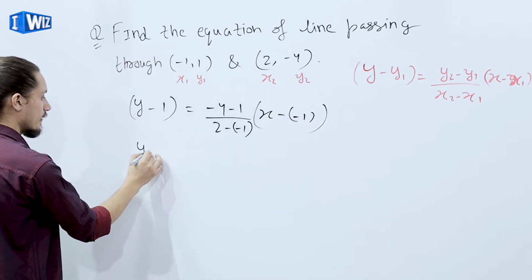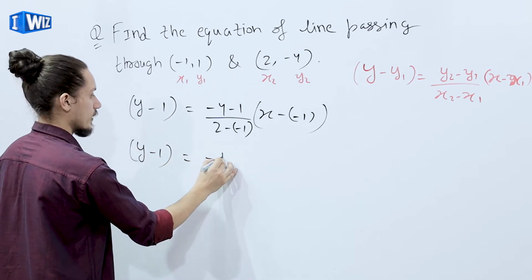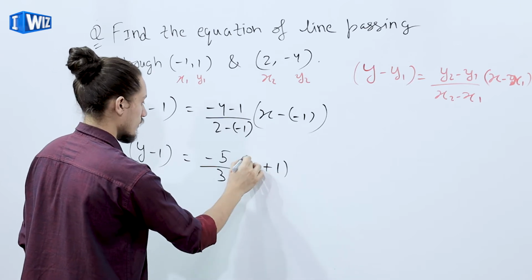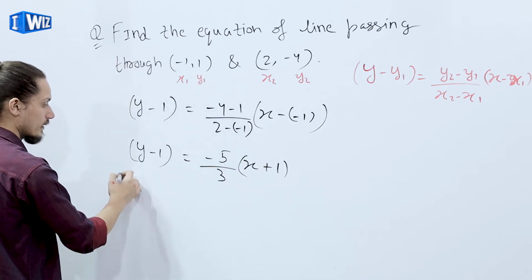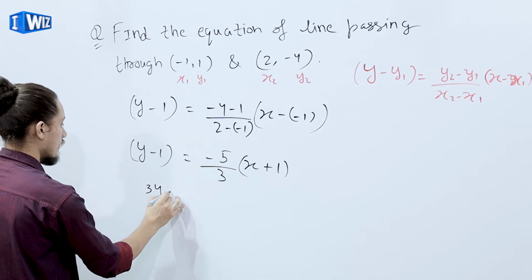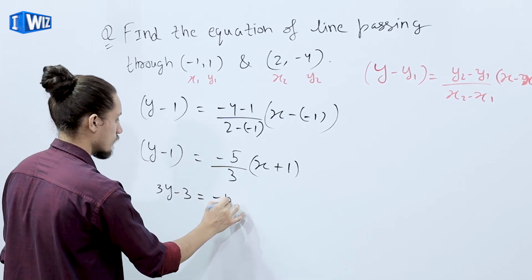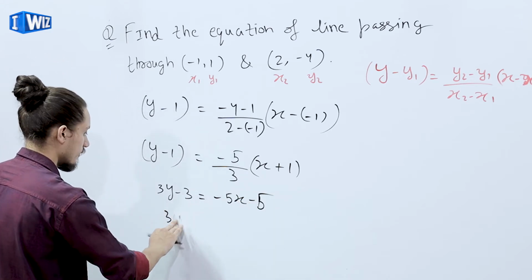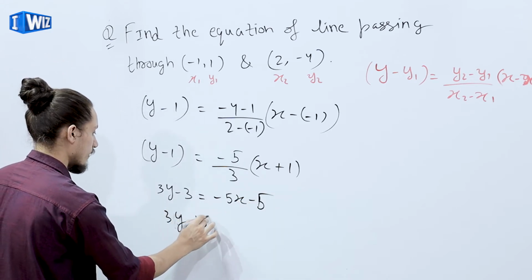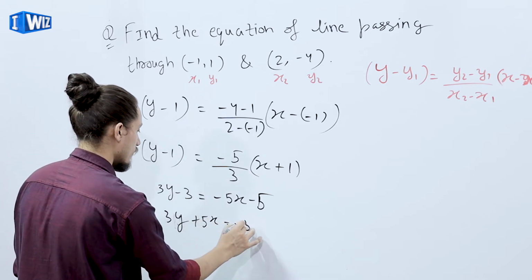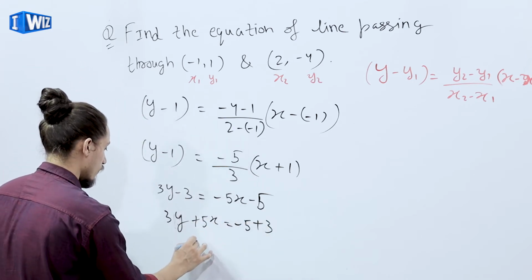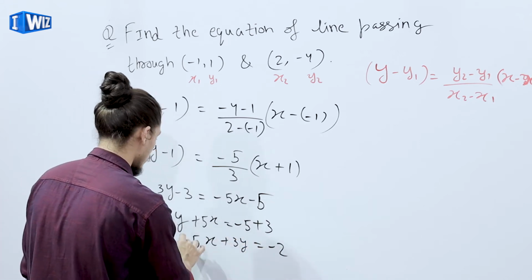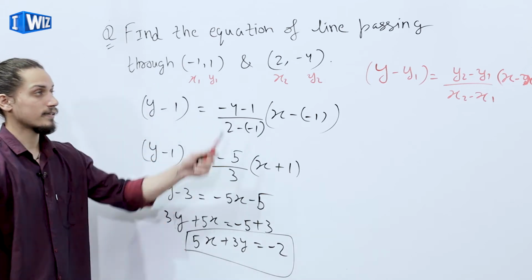So we get y minus 1 is equal to minus 5 upon 3 (x plus 1). Taking 3 to the other side, we get 3y minus 3 is equal to minus 5x minus 5, which implies 3y plus 5x is equal to minus 5 plus 3, or 5x plus 3y is equal to minus 2, which is the required equation of line in this case.